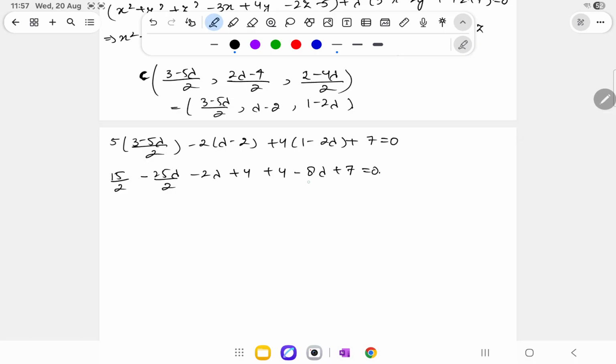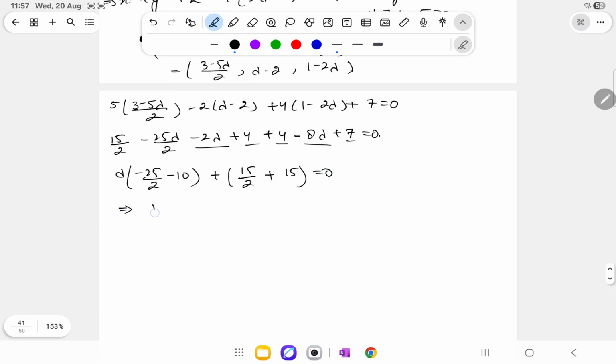If I simplify further, I'll get lambda into (minus 25/2 minus 10) plus 15/2 plus 4 plus 7, which is 15, equals 0. Simplifying further, minus 45/2 lambda plus 45/2 equals 0. So my lambda is 1.